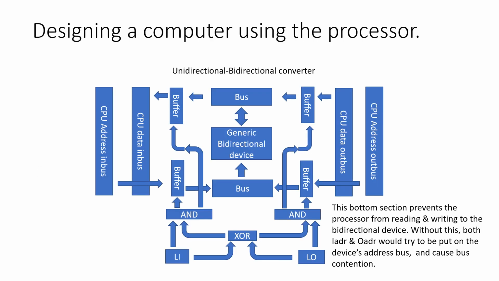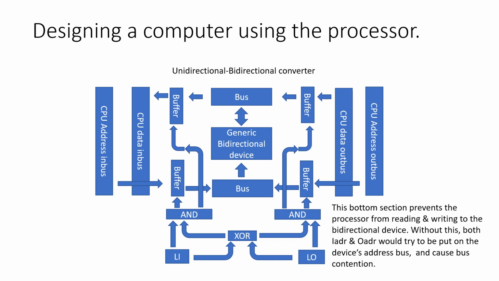Now, we have to talk about how to interface the E1602 with other devices. This is a simple block diagram of how you might achieve that. If the processor is loading in data, the IN address is put onto the device's address bus, and the result of the bidirectional bus is put onto the IN bus.